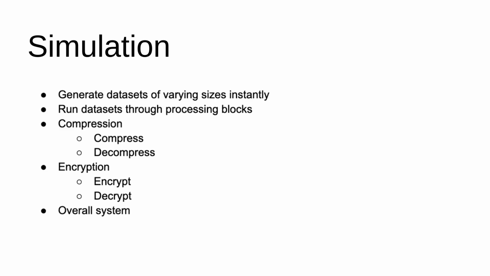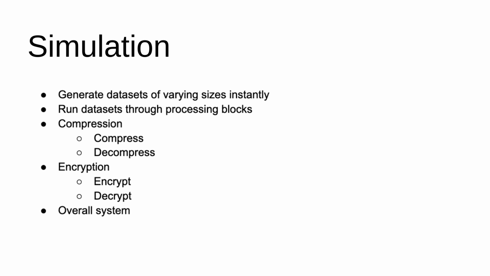Testing was conducted by generating datasets of various sizes instantaneously instead of waiting for the specified interval between samples. Using these datasets, the functionality of the compression and encryption subsystems was verified. The compression subsystem was tested by means of compressing, decompressing, and checking for consistency across the resulting files. Similarly, for the encryption subsystem, encrypting, decrypting, and checking for consistency across the resulting files.